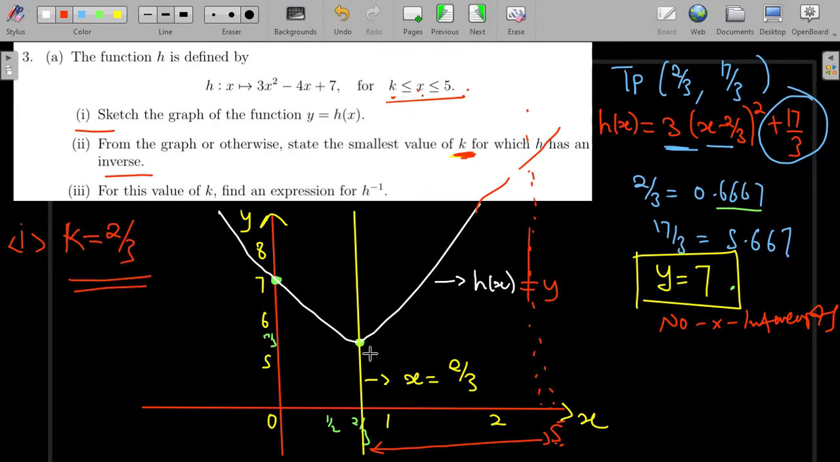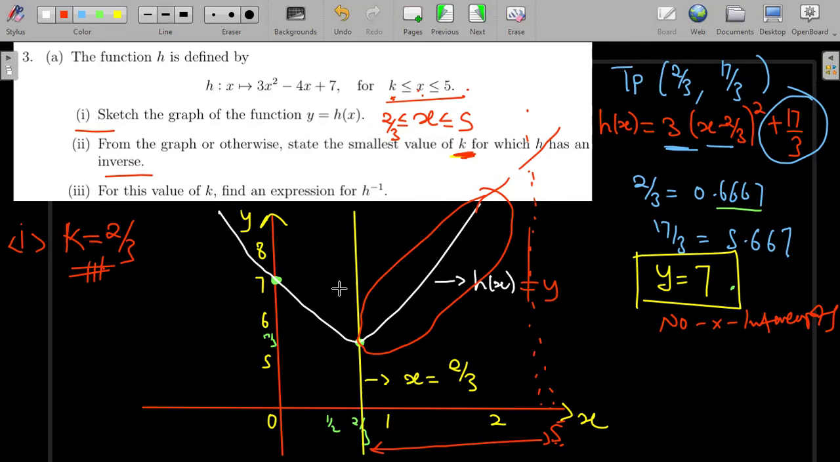3. So if I take my k there, and then all the way up to 5, the graph I'll consider in the interval 2 over 3 to 5 will be a one-to-one function and it will have an inverse. So this is the smallest value of k. So x should be equal to or greater than 2 over 3, but it should be less than or equal to 5, according to this. Now I've put the value of k there, and for this part we can find the inverse.